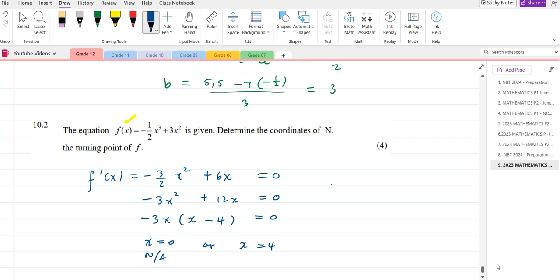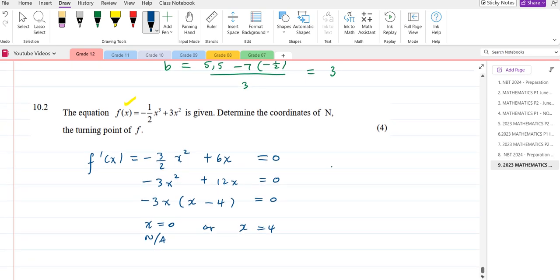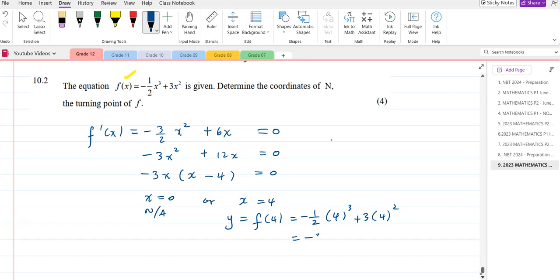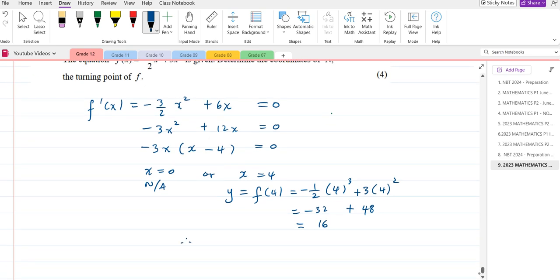That's what we want. If x is equal to 4, what's the y value? Substitute into the original. So y is equal to f of 4, which is negative half times 4 cubed plus 3 times 4 squared. 4 cubed is 64, that's negative 32. 16 times 3 is 48. And 48 minus 32 is 16. So what are the coordinates of N? Therefore N is equal to 4 and 16.